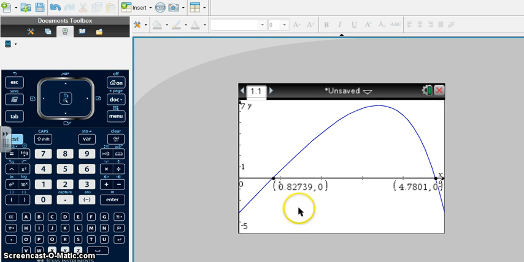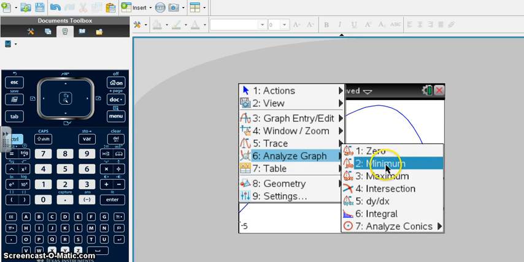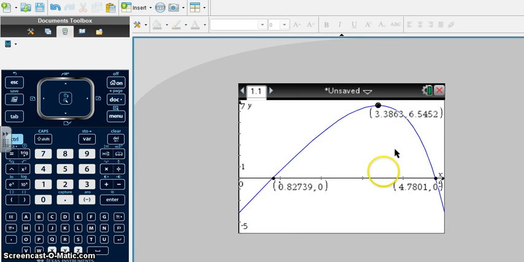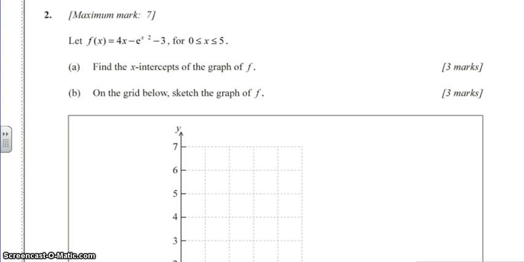Now, to sketch the graph, we need to look at the key features. Because I've set the window to exactly the same size as before, that gives me an extra advantage, because I'm not going to go outside the range. You do get penalised by the IB if you go outside the range. They'll also be looking for whether the maximum is in the right place, and they'll put a little circle on the mark scheme, and the examiner must see your maximum in the right place. So it helps to quickly analyze graph, look at the maximum, and find out where that is. So I'm going to want about 3.4, 6.5 is where my graph is going to be.